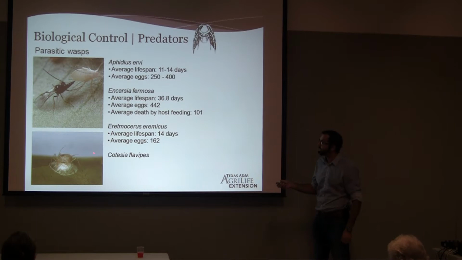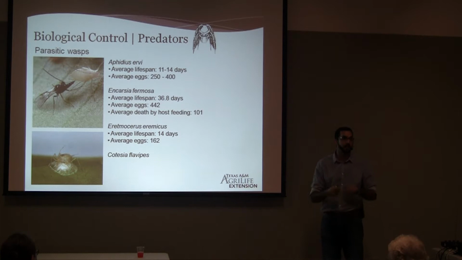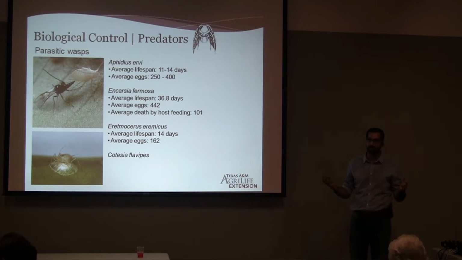And you can see here, it's a carcass, and eventually it emerges out the bottom and forms this pupa where it'll metamorphose into a new wasp, and out it goes to look for some more aphids. Movie Alien. That's what I'm saying.